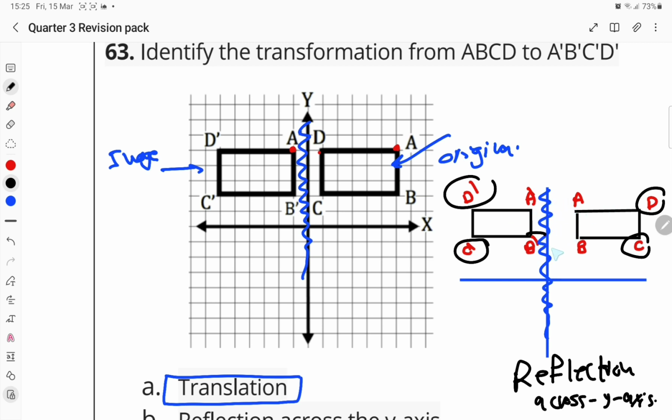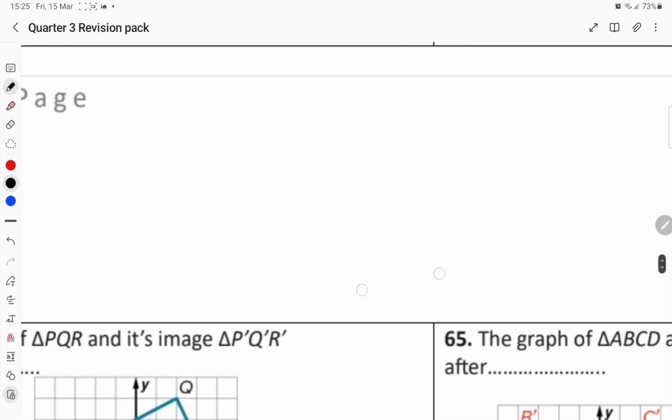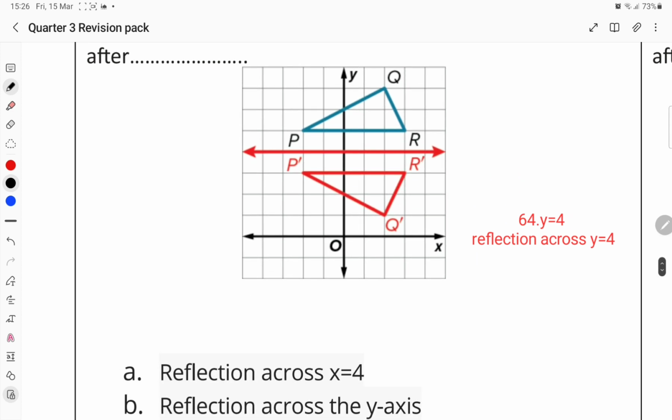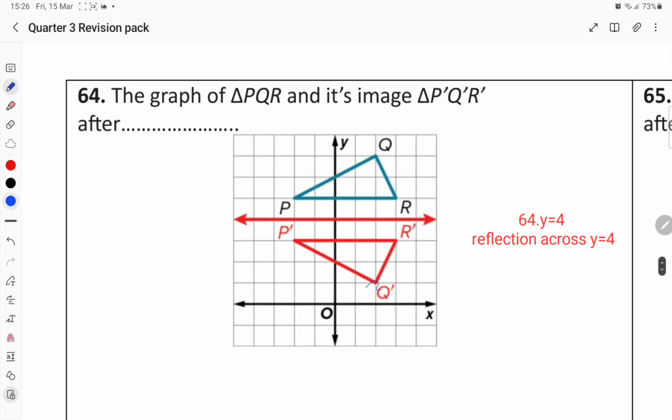A and B are close to the y-axis. C and D are far away. So this is reflection. The graph of PQR and its image P prime, Q prime, R prime. So PQR, what happened to it on the other side? It reflected. Excellent. R is close, P is close, but reflection across what? This is the x-axis here.